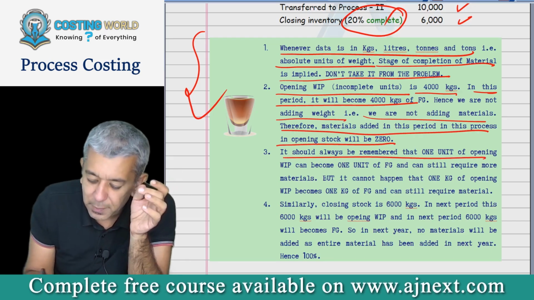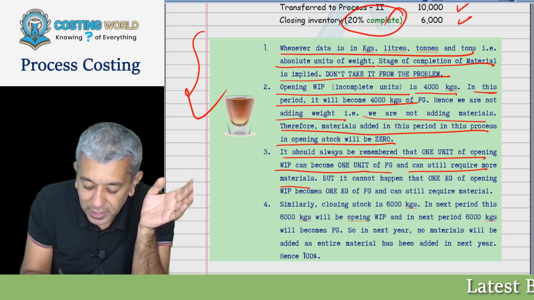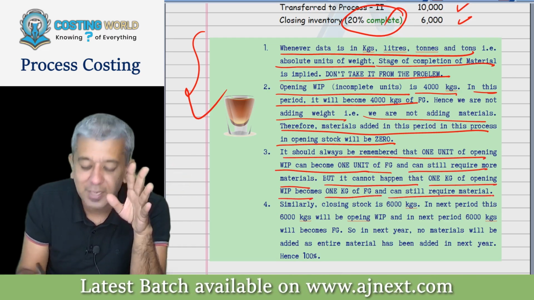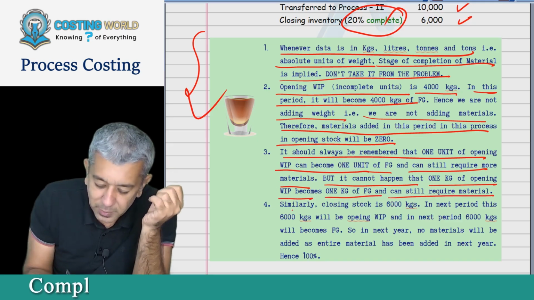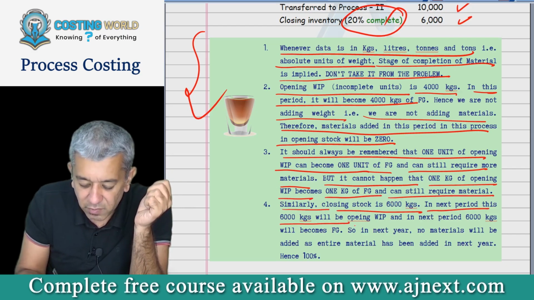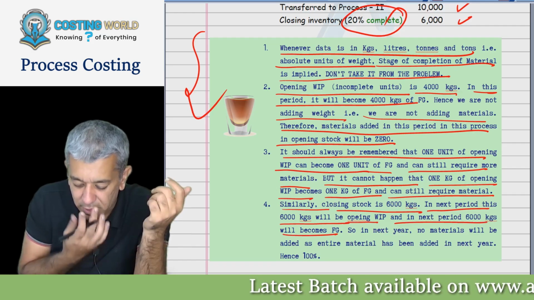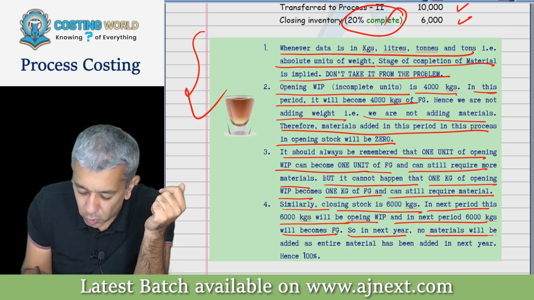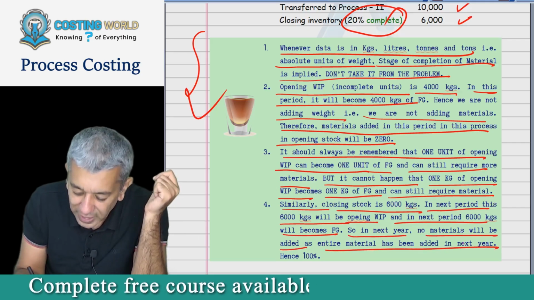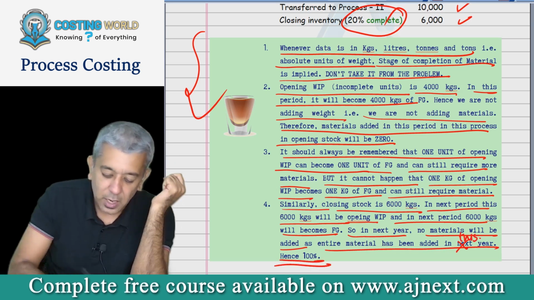It should always be remembered that 1 unit of opening WIP becomes 1 unit of finished goods and can still require more materials. But it cannot happen that 1 kg of opening WIP becomes 1 kg of finished goods and can still require more materials. Similarly, closing stock is 6,000 kgs. In the next period, the 6,000 kgs will be opening WIP, and in the next period it will become 6,000 kgs of finished goods. So in the next year, no materials will be added, as entire materials has been added in this year, hence 100%. That's it.